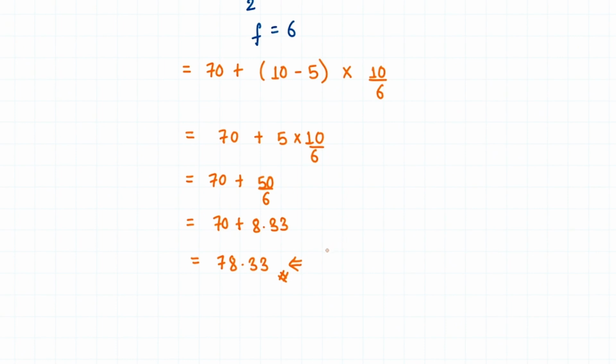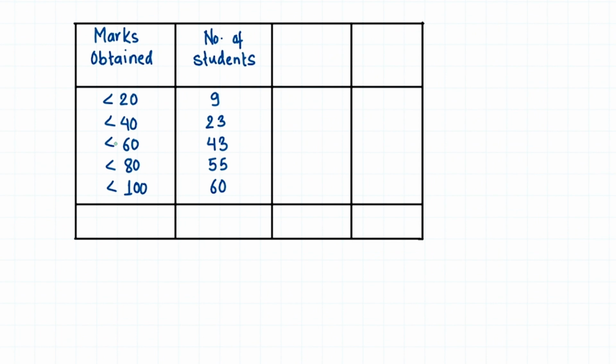Now let's look at one last question related to continuous data, which is a little bit different from this one. So sometimes our question is given like this, okay? The marks obtained is given like less than 20, less than 40, less than 60. In this case, this is also continuous data, but how do we find the median, okay? First, let's write our class interval. Our class interval is going to be from 0 to 20, so less than 20 is our 0 to 20.